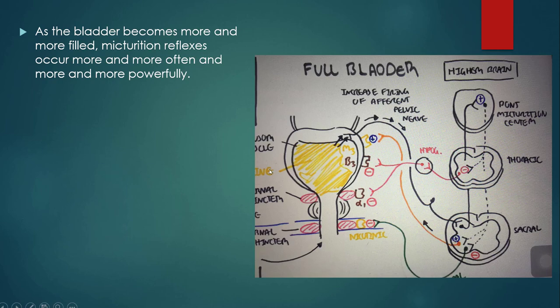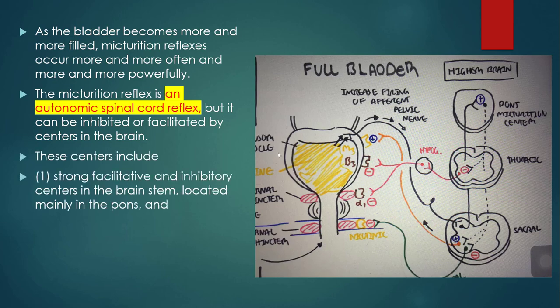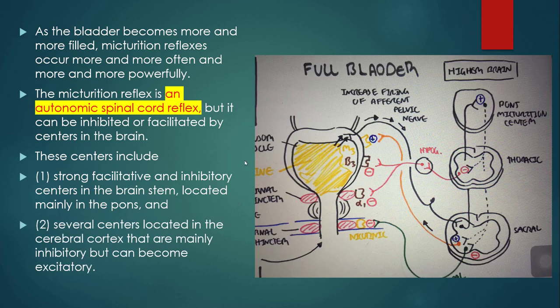The micturition reflex is an autonomic spinal cord reflex, but it can be inhibited or facilitated by centers in the brain. These centers include strong facilitative and inhibitory centers in the brainstem located mainly in the pons, and several centers located in the cerebral cortex that are mainly inhibitory but can become excitatory.